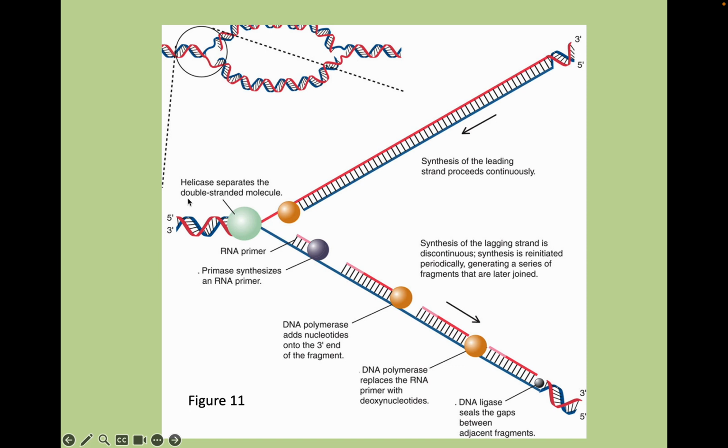All right, good. So here we've got our original DNA. DNA helicase separates the double-stranded DNA molecule. Primase synthesizes an RNA primer, which binds to the DNA template. Polymerase adds nucleotides to the 3' end of the fragment. So up here, this strand that can build continuously is the leading strand.